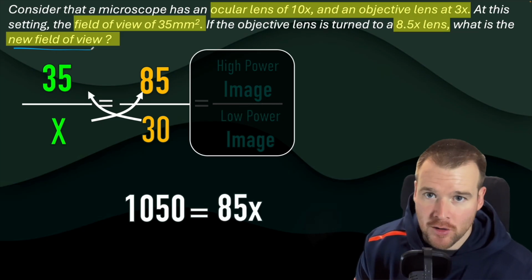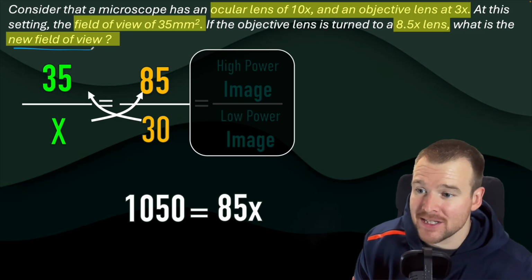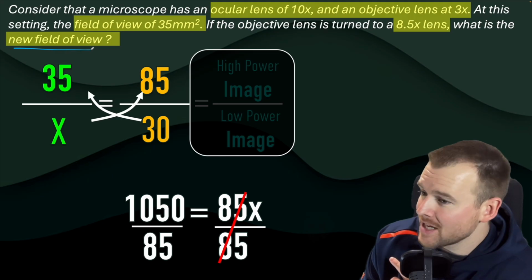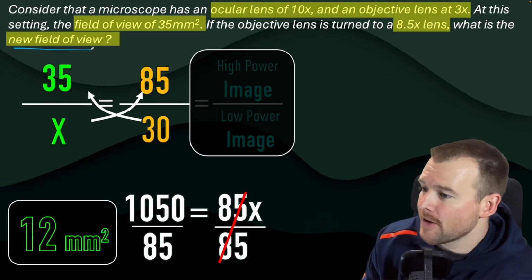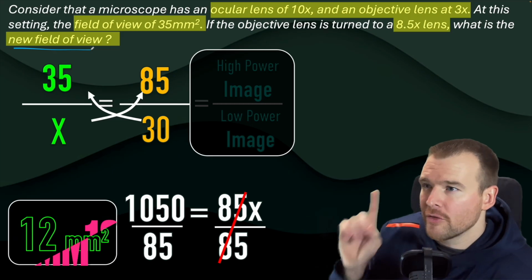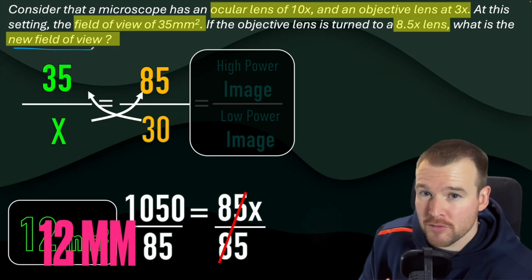Okay, we did the cross multiply. Now all that's left is divide. We see that X we want to get by itself. Let's divide by the 85 on both sides. 1,050 divided by 85, we get our answer of 12. Same unit as what we saw before, millimeters, 12 millimeters.